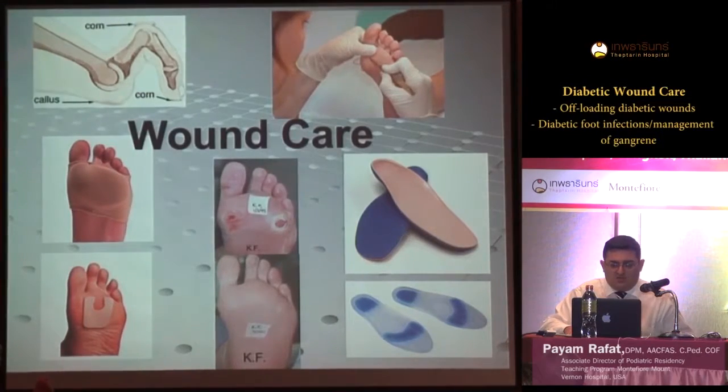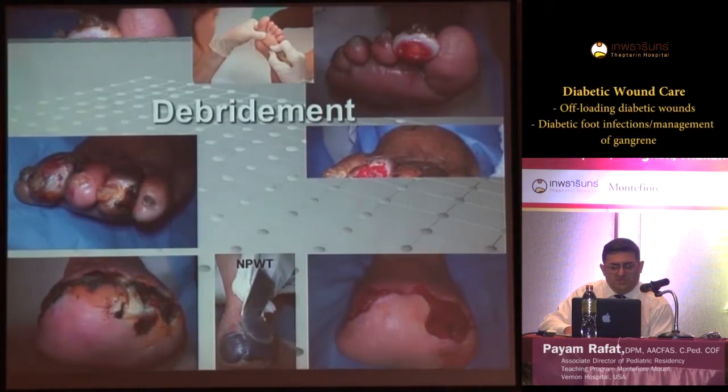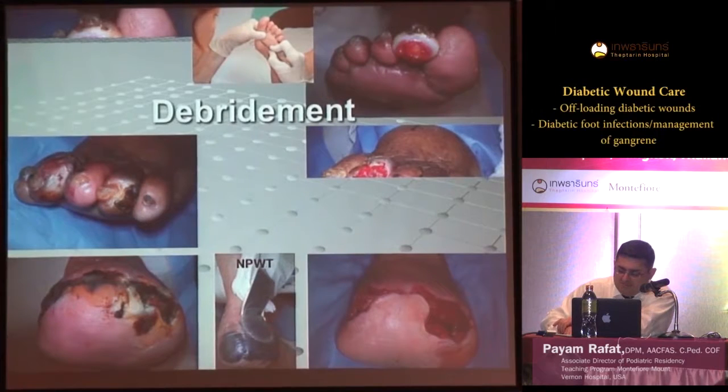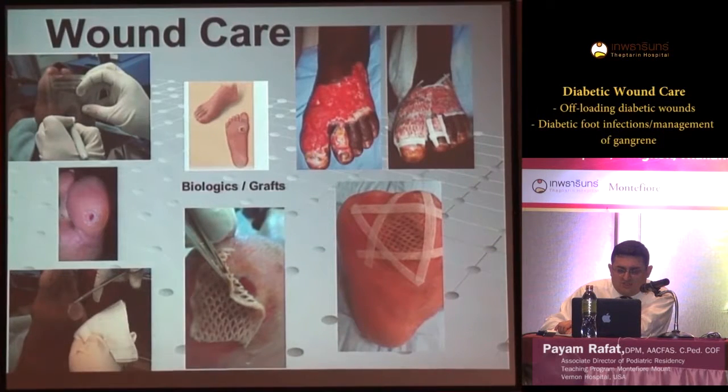Now, wound care is a very important aspect of what we do. Usually in high pressure areas, people develop calluses, so that needs to be addressed regularly. Offloading is very important. So when we do our debridements, it's very important to really be very aggressive, removing all the dry callus, fibrotic tissue, necrotic tissues, down to as beefy red granular tissue as possible. Adjunctive biologics and grafts can be utilized as well to aid in the healing process.